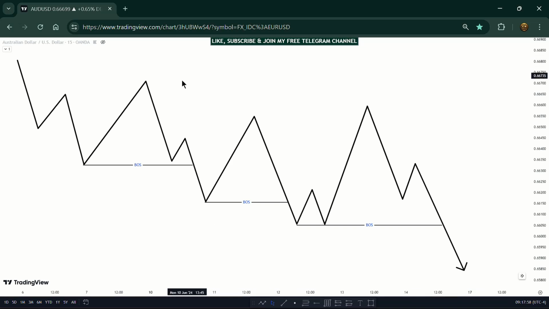Here, if you know how to map your structure, that is okay. You know where inducement is, you know all those change of character, break of structure and such, that is fine. But that is not what SMC is all about. That is not the full package for SMC.